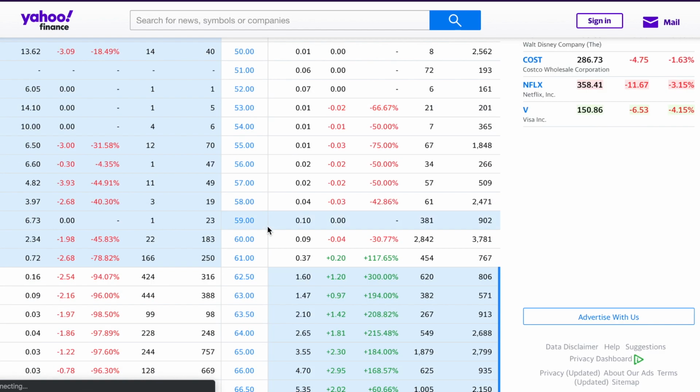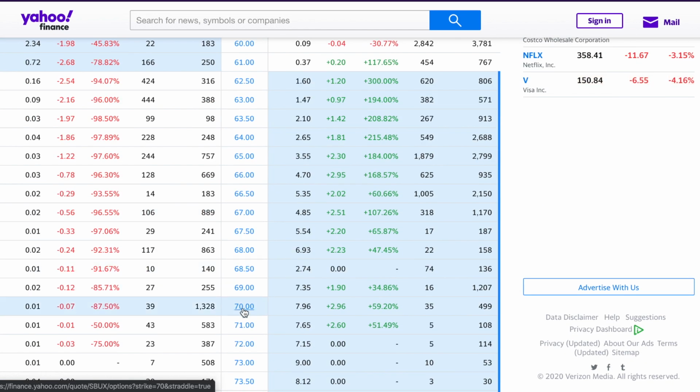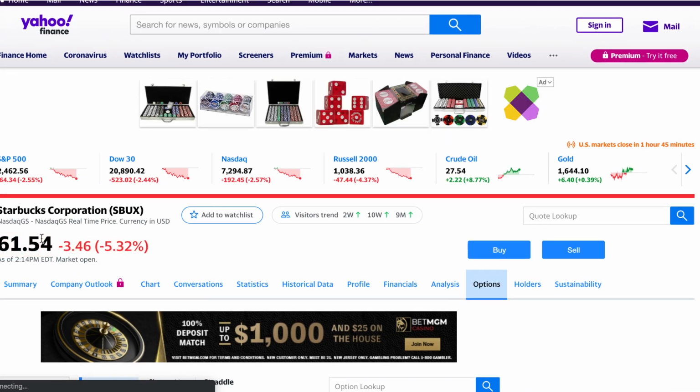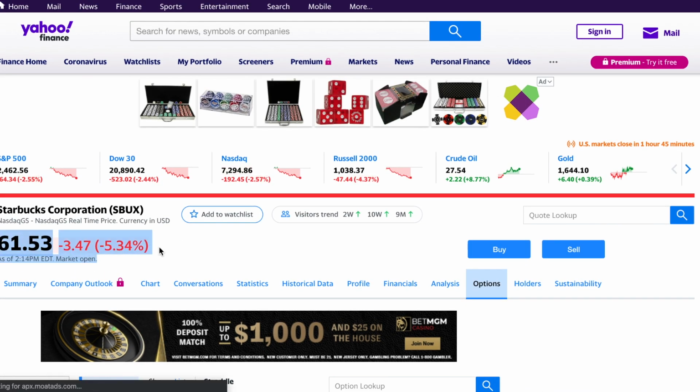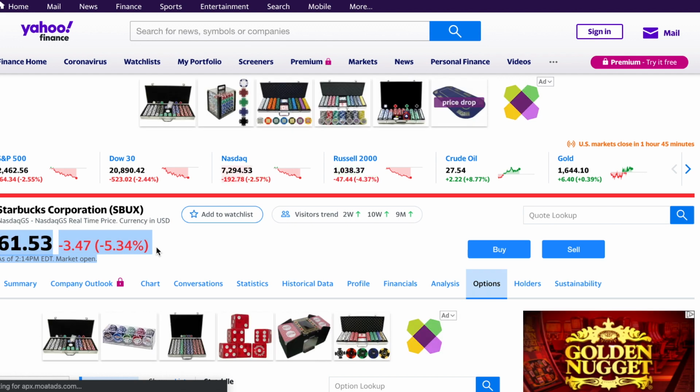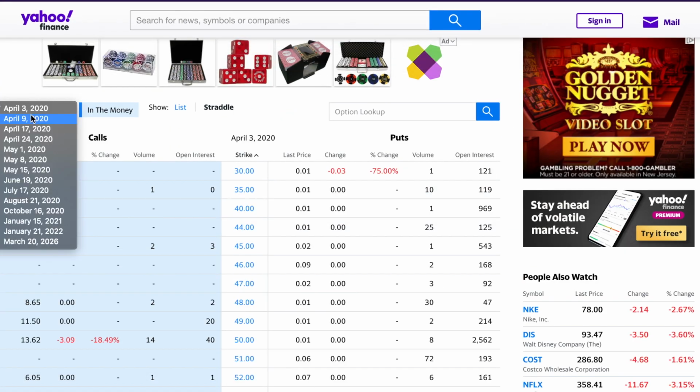So you'll see you can buy a contract that says, if Starbucks closes above $70, I can buy 100 shares from the person who's on the other side of this trade at 70. Those are only going for a cent right now. Why? Because what's the likelihood that Starbucks is going to close above 70 by the end of today? I mean, it would have to jump up $9, more than 10%.